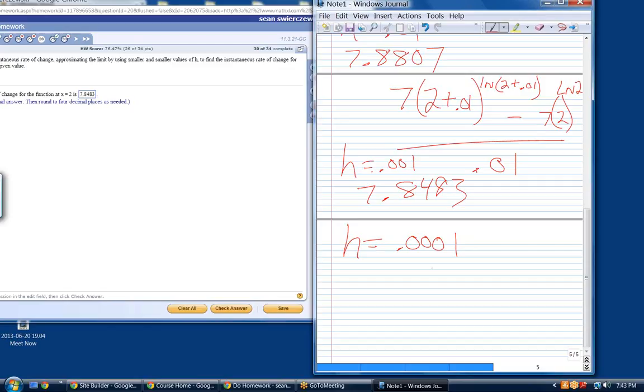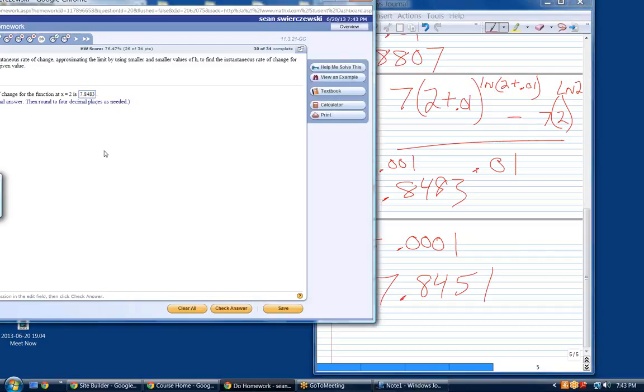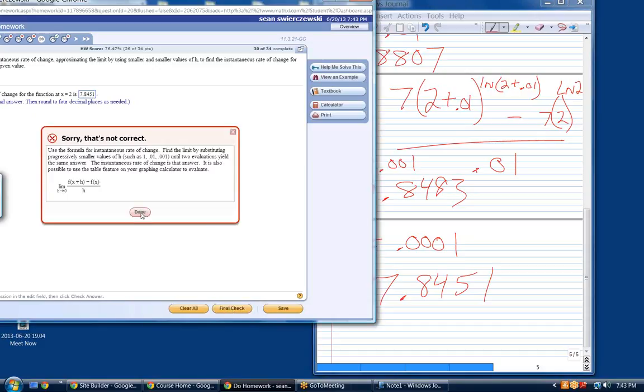So on that one, I got 7.8451. This is crazy. But I say we try that one because it'll probably give us a third try, and if that doesn't work, we'll go. Okay. 8451. Oh my God. This is crazy. I feel bad for you that this is happening, but their instructions are so poor.